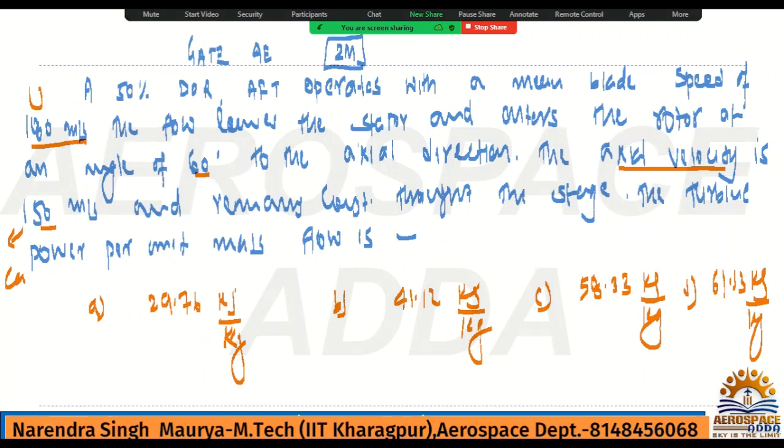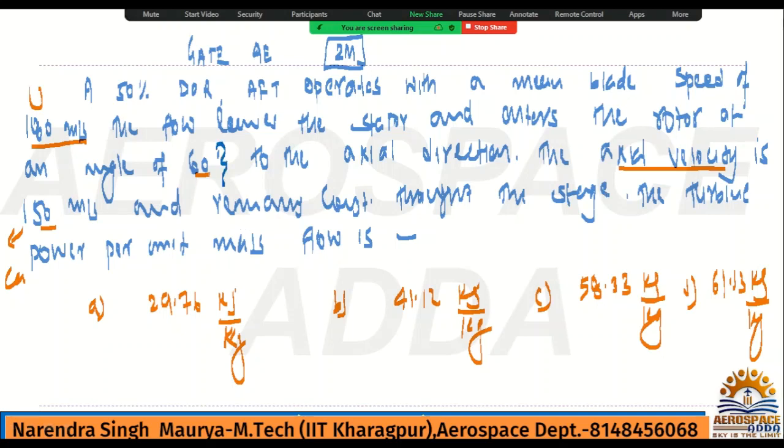The flow leaves the stator and enters the rotor at an angle of 60 degree to the axial direction. The axial velocity is 150, remains constant throughout the stage. The turbine power per unit mass flow is. One more point you need to take care. See, they have clearly mentioned the flow leaves the stator and enters the rotor at an angle of 60 degree to the axial direction.